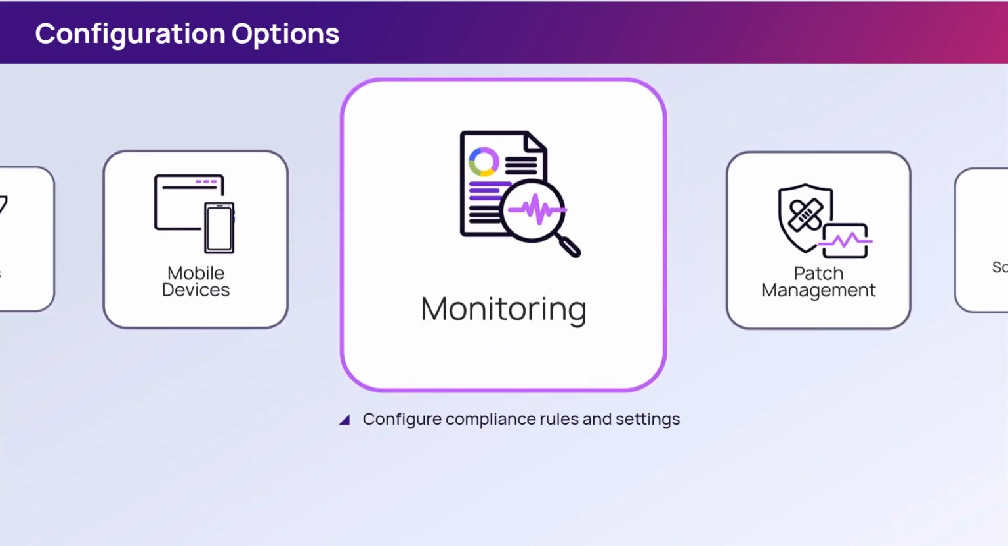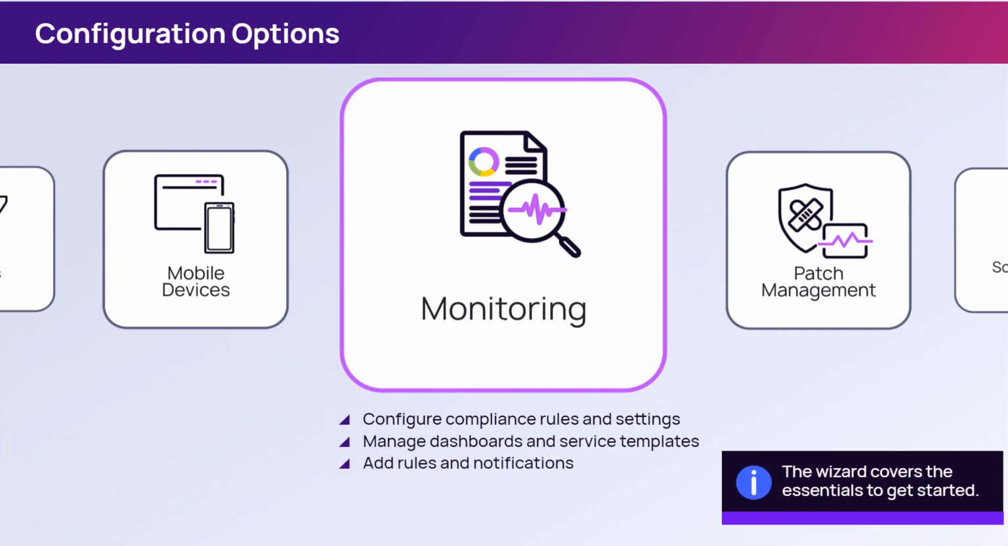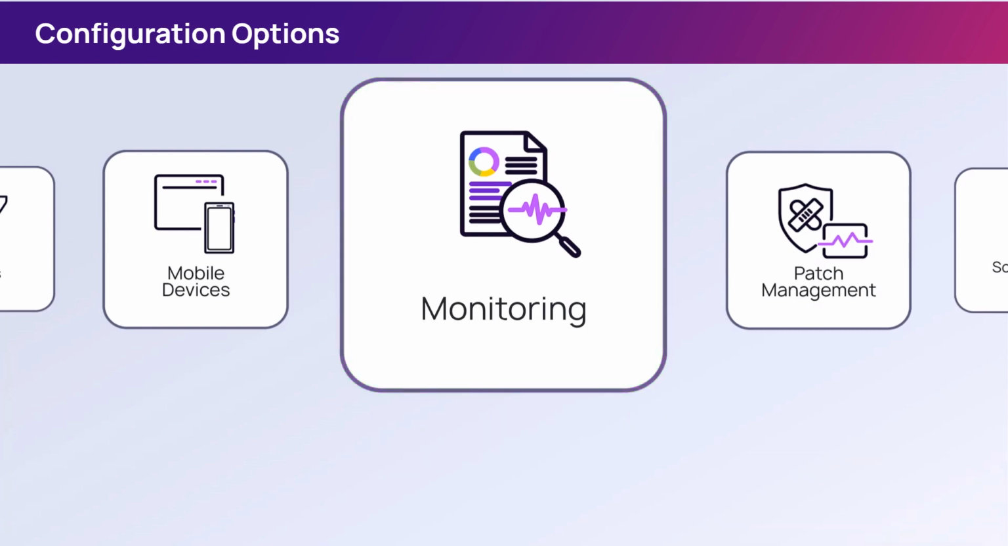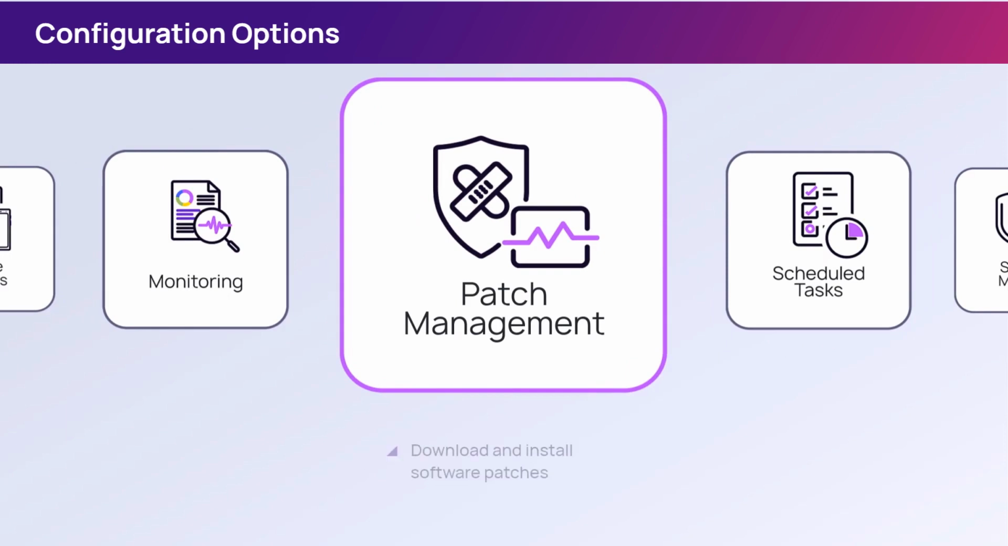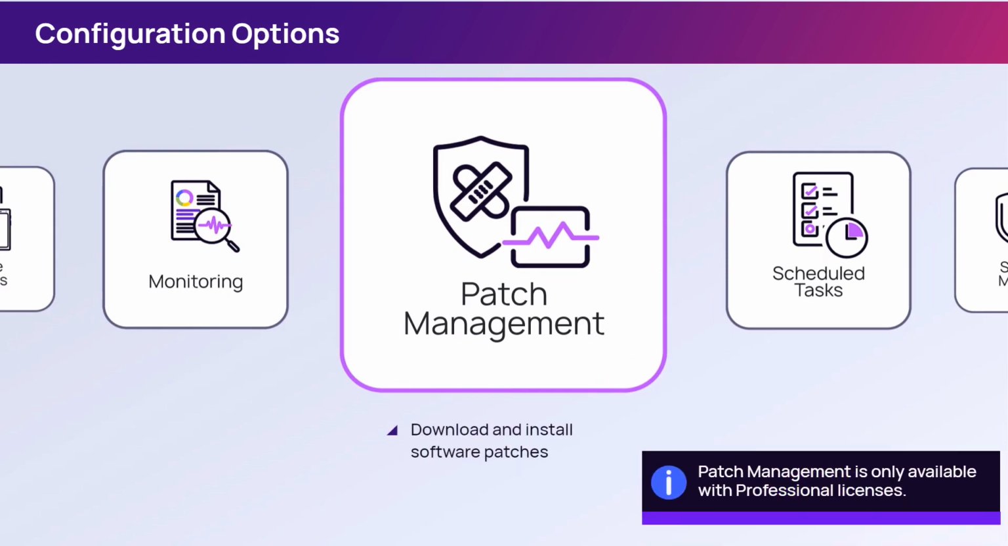The monitoring section of configuration is where you can configure compliance rules and settings, manage dashboards and service templates, and add rules and notifications. The monitoring setup wizard steps you through the essentials to get started using nCentral monitoring. Patch management is where you can download and install software patches across the customer's network using targeted rules.